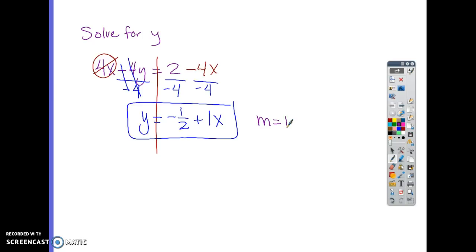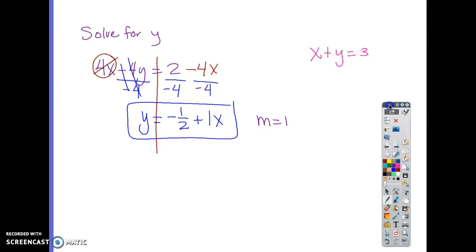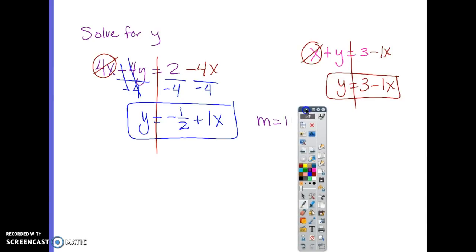The other one that we need to solve is x plus y equals 3. So write that down: x plus y equals 3. Draw the line. Move the x over, change the sign. That's a minus 1x. And then there's nothing to divide. I'm done. So the equation is y equals 3 minus 1x. What's the slope? Negative 1, because it has a negative in front of it. So m equals negative 1.